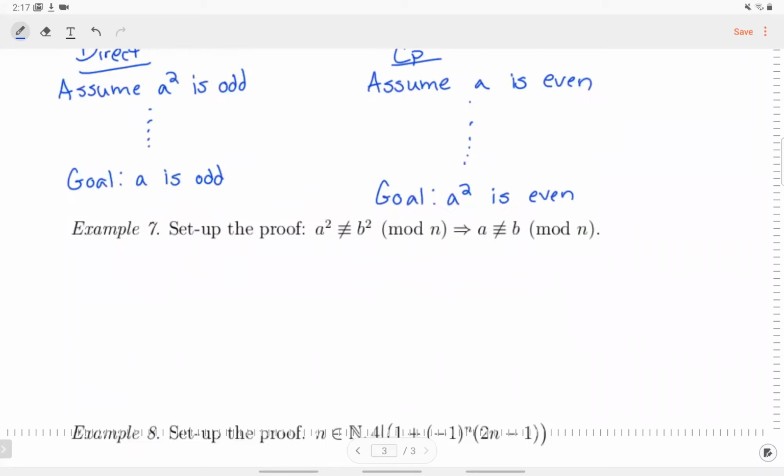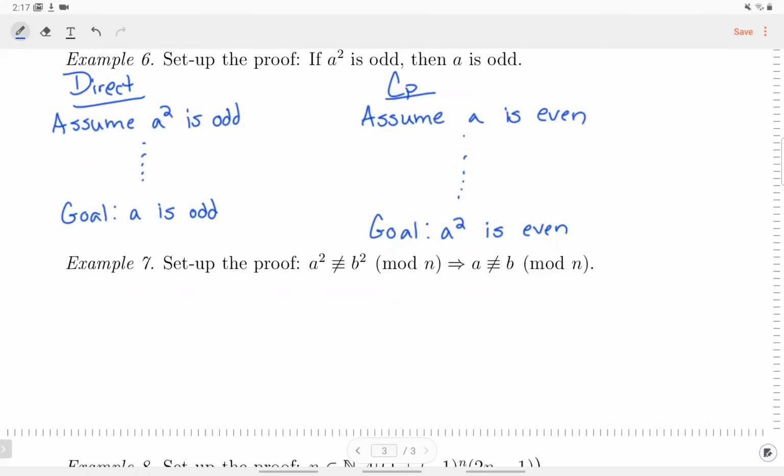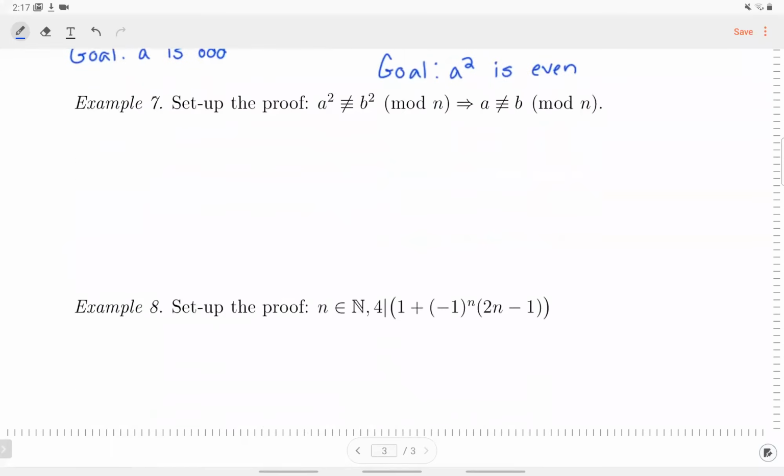Next one. Well, quick comment on that though. Which one of these proofs seems like it would be easier to do? The contrapositive would be way easier. Okay, the contrapositive is the better approach here, because if a is even, a is 2k, squared is 4k squared, move from there. Okay, the other one, that's a little tougher. Okay, all right, next one. I'll give you a head start. So set up the direct, set up the contrapositive.